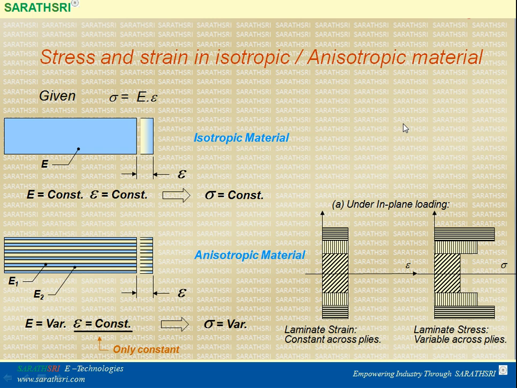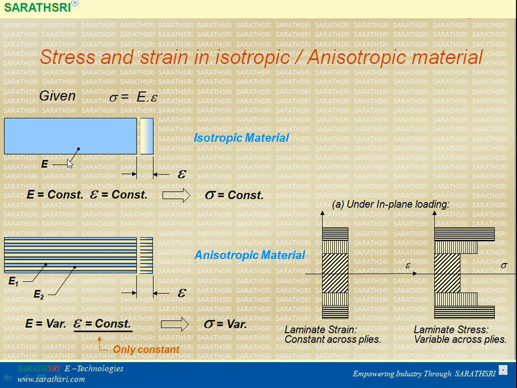If we take stress and strain in isotropic and anisotropic material, first of all, what is the difference between isotropic and anisotropic material? Isotropic material is a material where the properties are constant everywhere, and it has an infinite number of planes of symmetry, whereas anisotropic material has distinct, different properties at each point in the body.